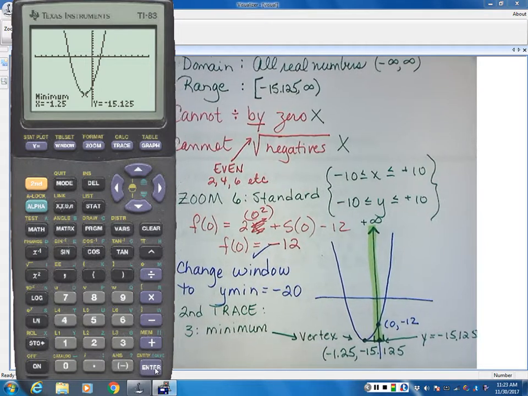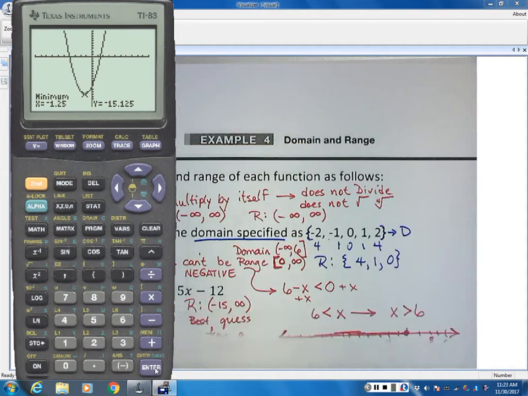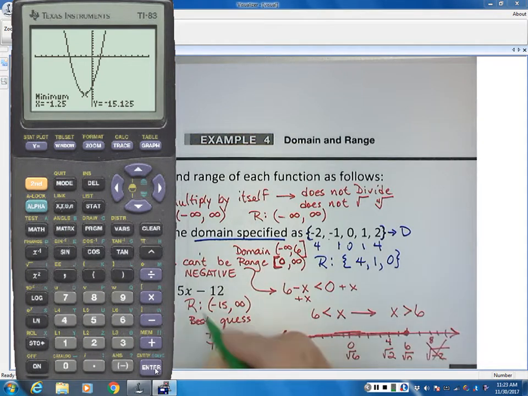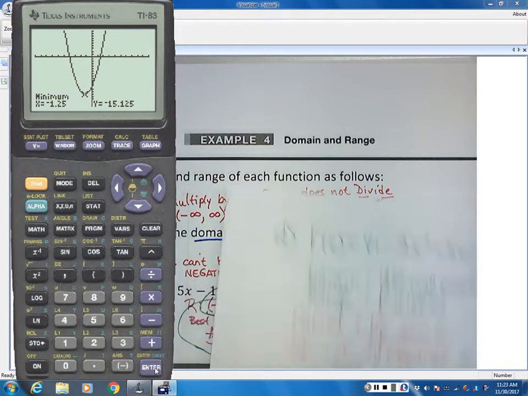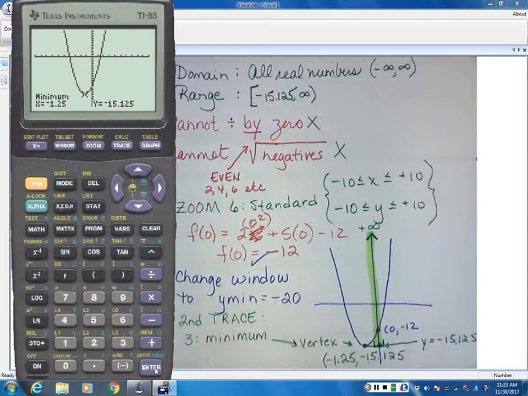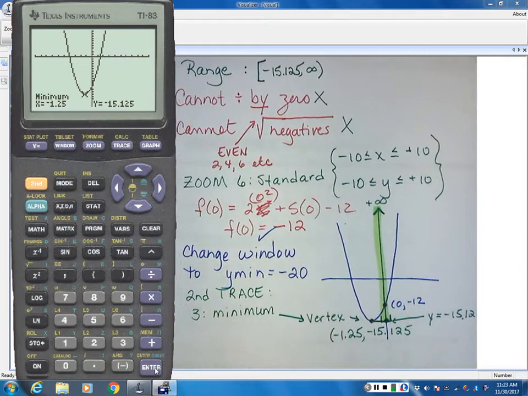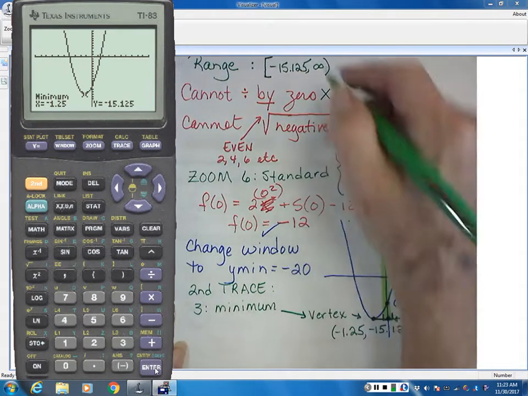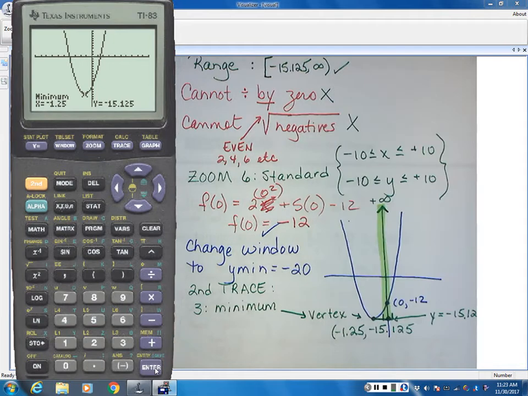And that was what we concluded that the domain and range was yesterday, except I told you then that negative 15 was our best guess from a table. Okay? It's our best guess from a table. But now we found what it is exactly without the table. So this is actually the correct range.